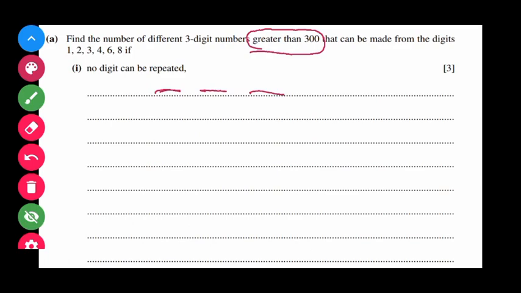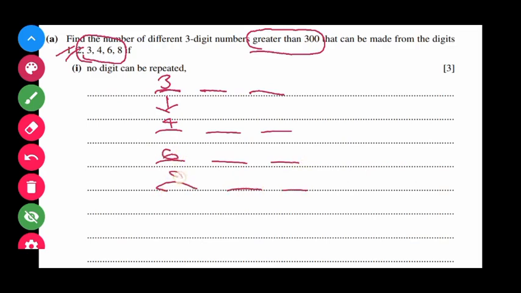It can be done in two ways. I'll show you one method. As the number is greater than 300, the first digit of the number may be any one of these, not 2 and not 1. So the first digit may be either 3, or 4, or 6, or 8.